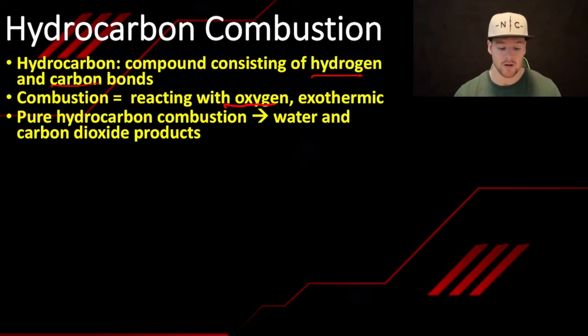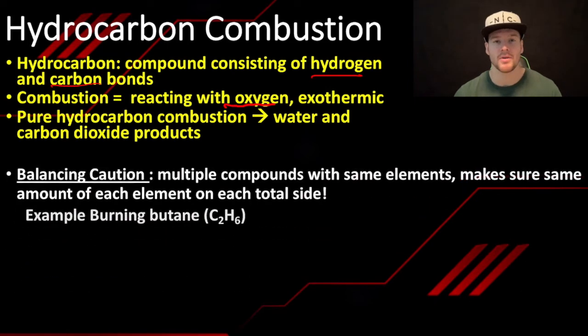Now, if you have a pure hydrocarbon combustion, the products are going to be water and carbon dioxide. That's because we take the C's from the hydrocarbon, mix them with oxygen, and get CO2. We take the H's from the hydrocarbon, mix them with the oxygen, and get H2O. So if you have pure hydrocarbon and it's completely burning, those are the products that you're going to get. So if you ever see a hydrocarbon and it says it's burning or reacting with oxygen, we know that those are going to be the products.